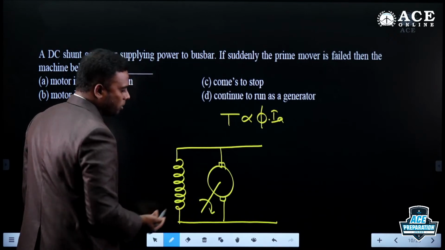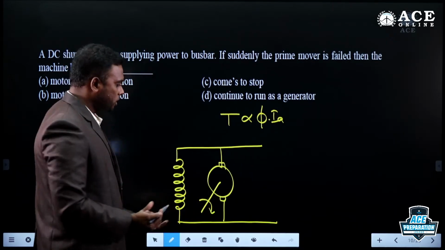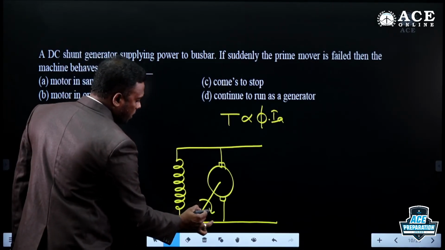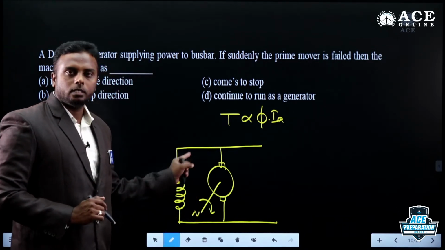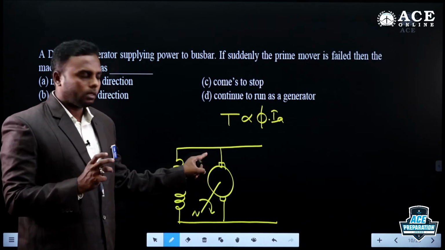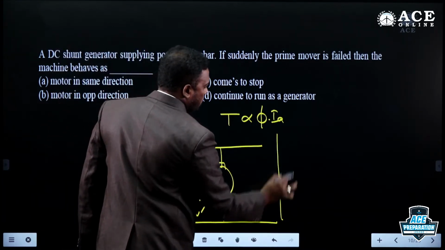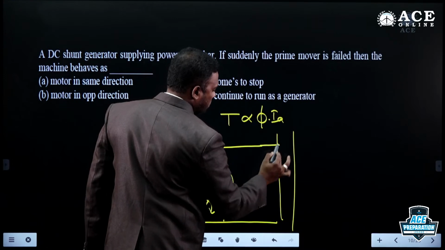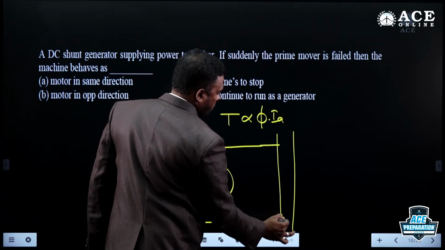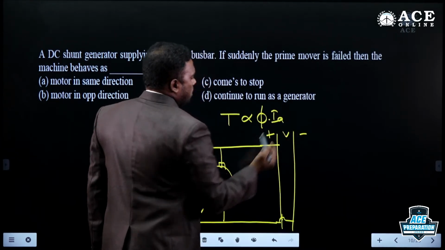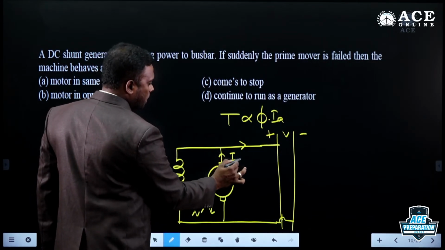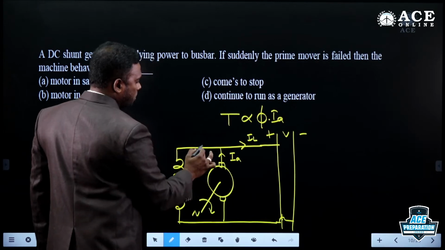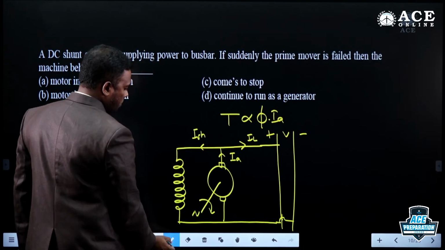Generator means mechanical input is our direction. We are rotating it clockwise at some speed n with a prime mover. Now the generator is supplying power to the bus bar, plus and minus. This is the direction of current. The generator supplies current IA, IL, and the field current ISH.